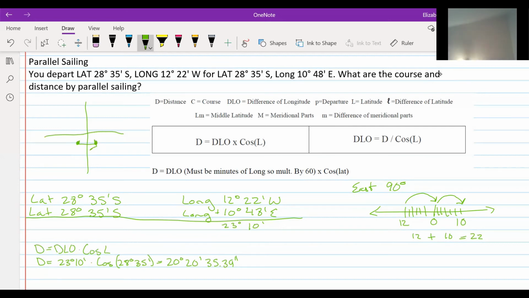And what do we need to do in order to convert degrees to minutes, or degrees to nautical miles? We did this in the last problem. Multiply by 60. So we'll take the 20 degrees, 20 minutes, 35.39 seconds times 60, which is 1220.59 nautical miles. And that is our final answer for this parallel sailing problem.